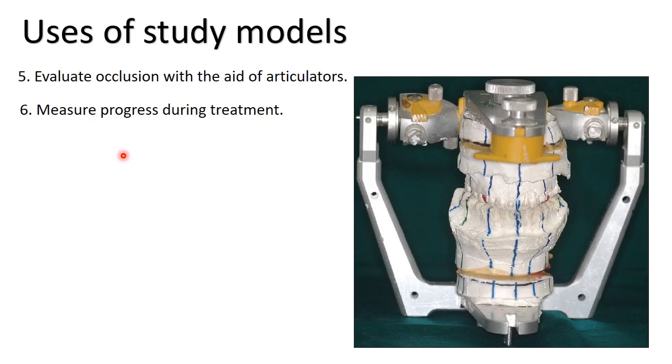And also, study models evaluate occlusion with the aid of articulators. Sometimes we mount the study models on the articulator. We attach them to the articulator, especially in case of orthodontic surgery. Study models are a feasible record that can be mounted on the articulator, which sometimes could be very helpful. And we can measure the progress during the treatment, the progress of tooth movement, the progress of the case during treatment.